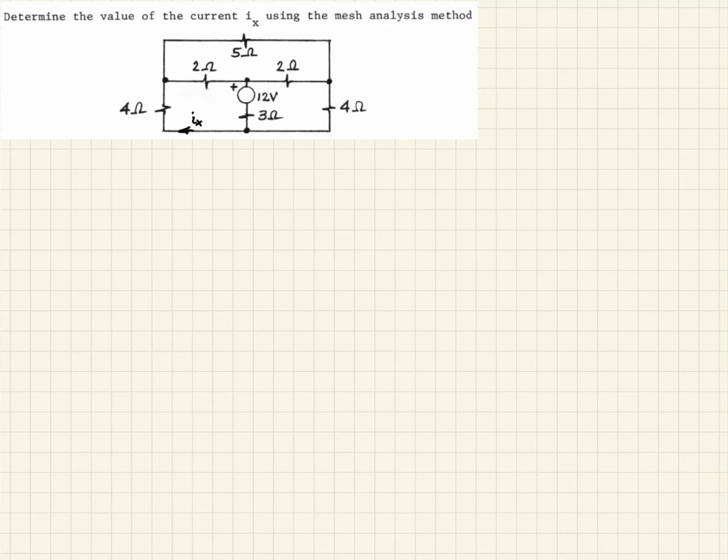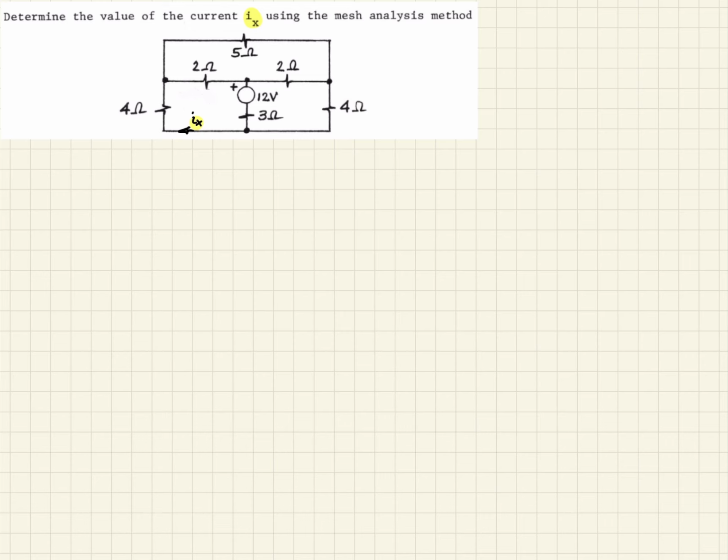So here's a 3-loop mesh analysis example that we're going to look at. And in this case, they're asking us to solve for Ix, which is this current right here. And what that'll end up being is one of the mesh currents, the value of that. So let's see how we would go about doing this one.